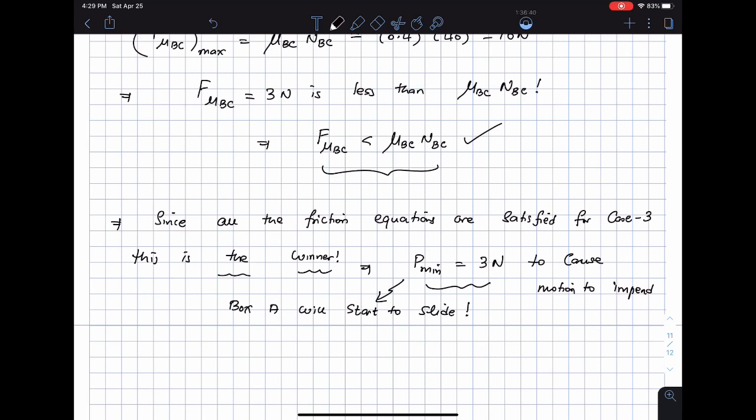As soon as the force P goes beyond 3 newtons, if it becomes 3.1, then the box A is going to start having an acceleration, and then you can apply Newton's laws and say, okay, F is equal to m times A, and if you know the mass of box A, you can find the acceleration of box A. All right, so that's about the problems that I wanted to solve.